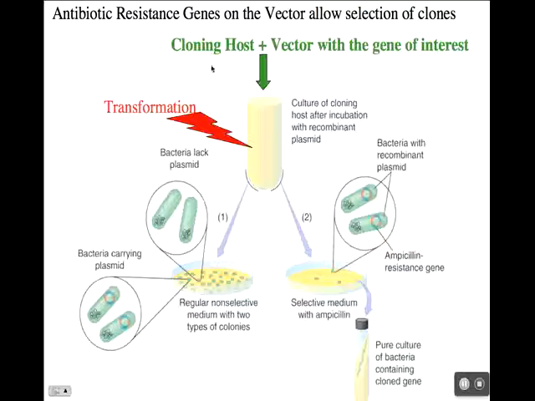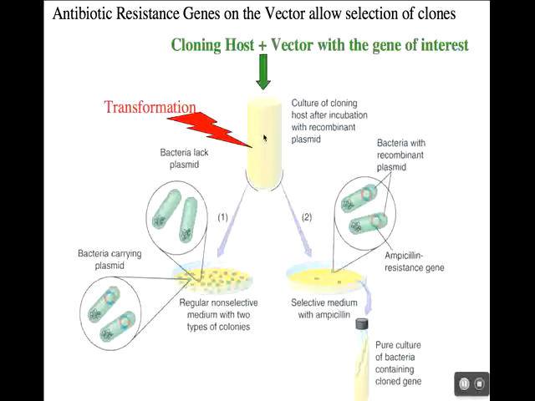Into the test tube goes your cloning host, whoever's going to get the DNA, in this case E. coli. Put your E. coli in the test tube. You add in your vector that has your gene of interest, so your vector is pBR322 and it has the human insulin gene on it. Put that inside. You're going to do transformation. Remember, transformation is the uptake of naked DNA, where the bacteria just pull DNA in from their environment.